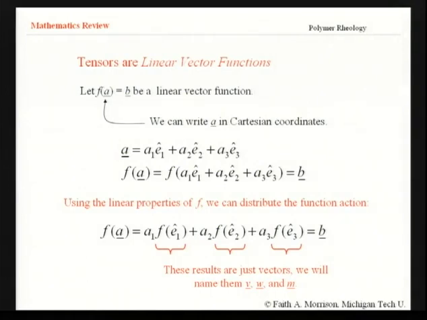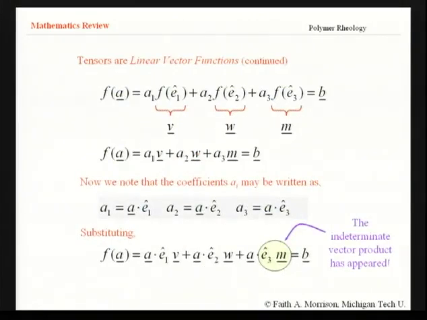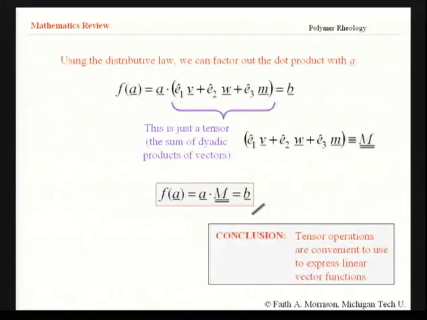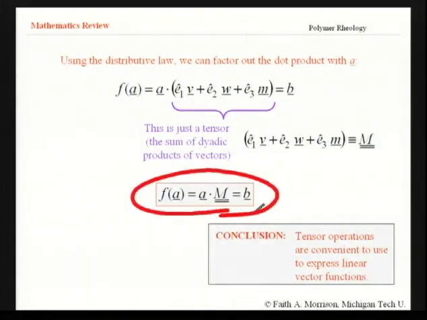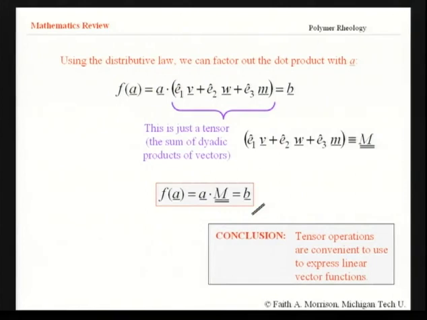All I did to show that was I wrote a vector in general form, applied f to it, and then used those linear rules. So I brought the a out, and I took the f functionality in a distributive way. And then I was able to show that that was the same as this dot product of a vector and a tensor. So the vector math, the vector and tensor manipulations that we've been learning, are going to allow us to express linear vector functions in a very compact way.